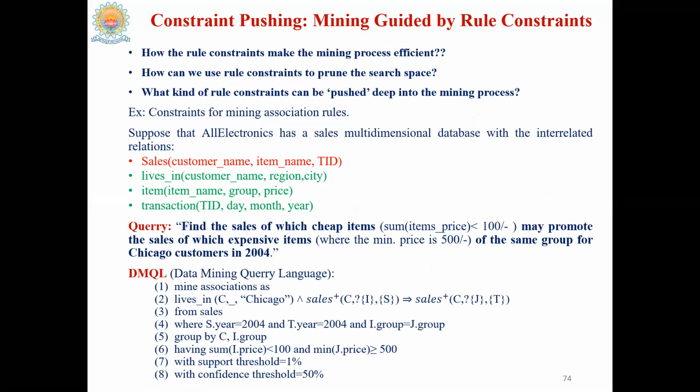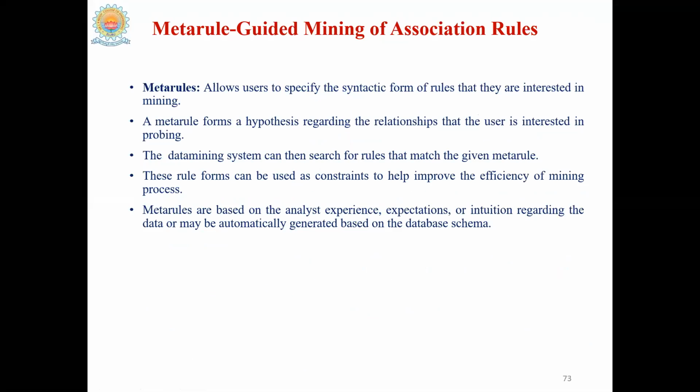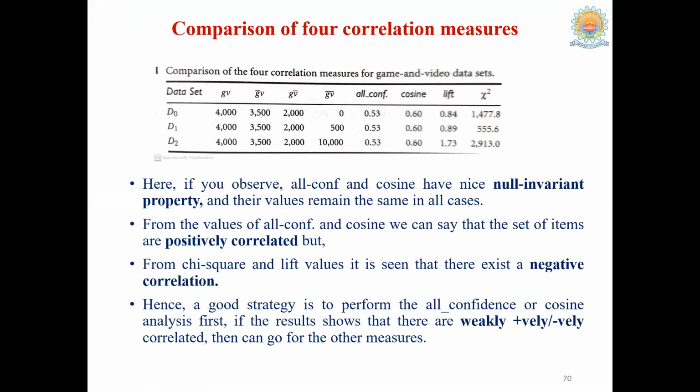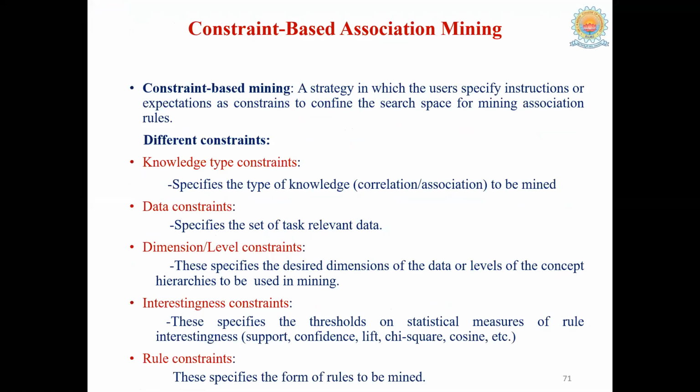So in our last class, we discussed the rule constraints. We have different rule constraints: knowledge type constraint, data constraint, dimensional or level constraint, interestingness constraint, and rule constraints. Like this, we discussed in the last class about constraint-based association mining.